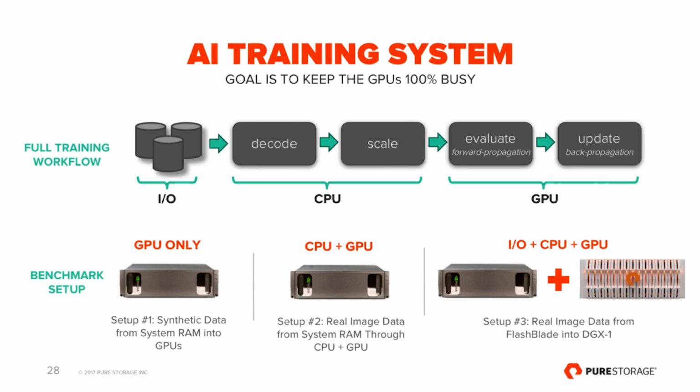But in this case, I will show you that our product is the white box that you see on the bottom right-hand corner. It's called FlashBlade. And so let me talk about these 3 scenarios that we're going to show some numbers around.